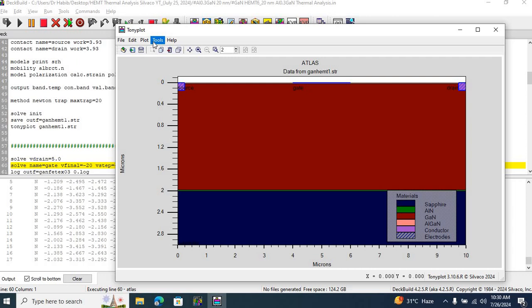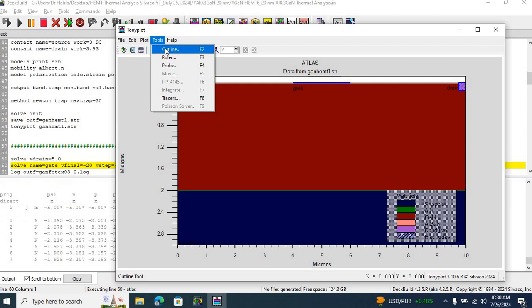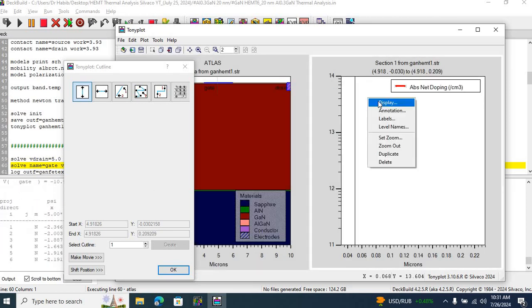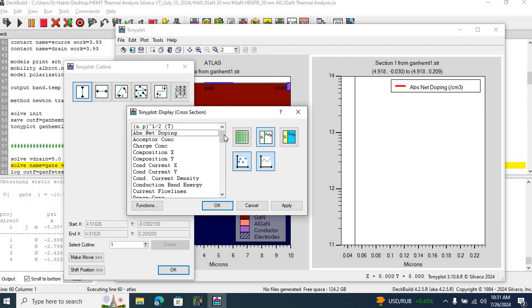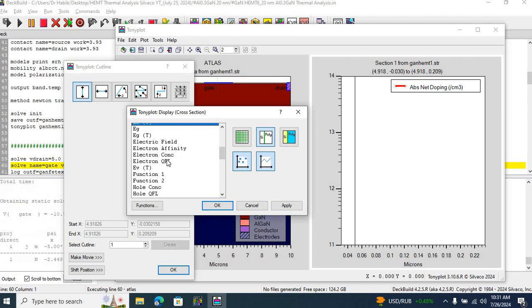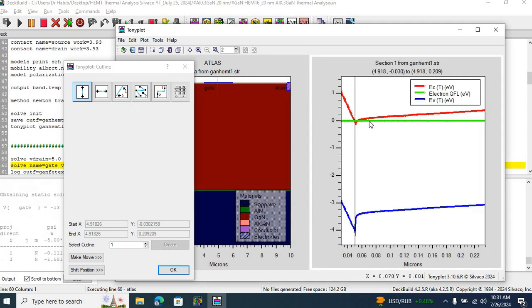Then we can also see the energy band diagram of this structure under thermal equilibrium by clicking on tools, then cut line, and we draw a cut line across this interface. We right click over here, click on display, and then we click on the conduction energy level, the electron quasi-Fermi level, and the valence energy level. Hit apply.